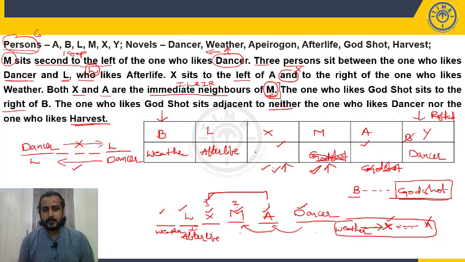So what is the only remaining position? This one. So this position is given to goat shirt. When this position is given to goat shirt, definitely the adjacent position should not be given to the one who likes harvest. So the only remaining position for harvest is this one. And out of the 6 novels, 5 are fixed, so the remaining one is Apeirogon. That's it. So this will be my final arrangement. Without any trouble, I am able to obtain my final arrangement.